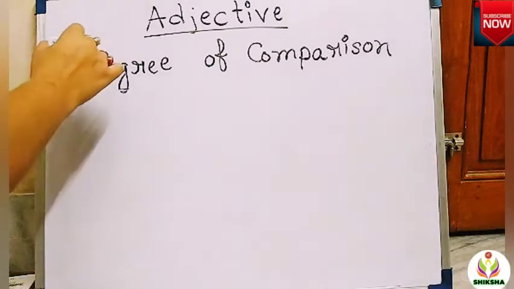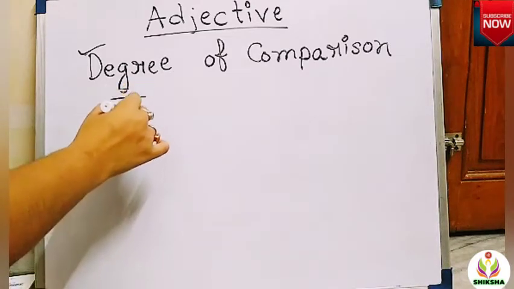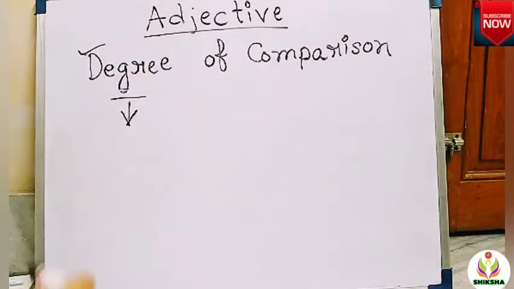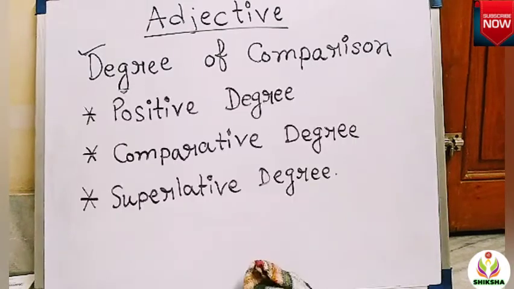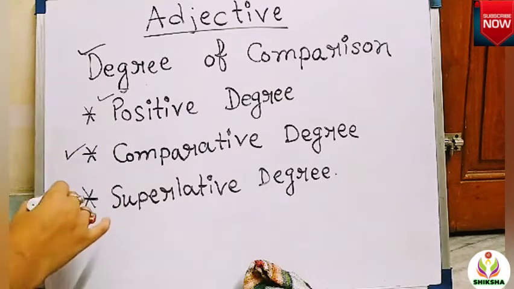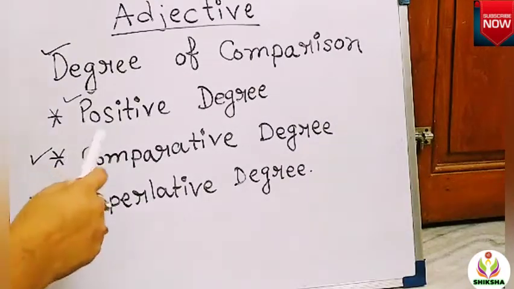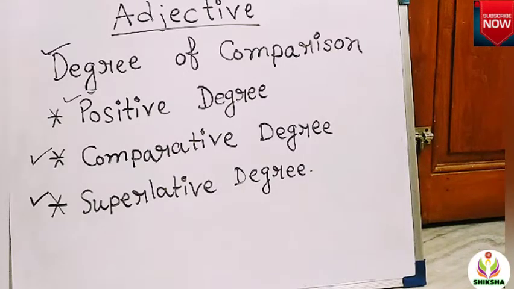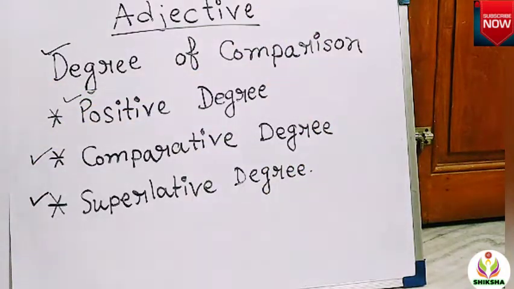Now let's move on to the topic degree of comparison. The word degree means level or measurement. That's why degree of comparison means level of comparison. Every adjective has 3 degrees that are positive degree, comparative degree and superlative degree. These are the 3 types of degree of comparison. These 3 degrees of adjective express the intensity of the adjective in increasing order.